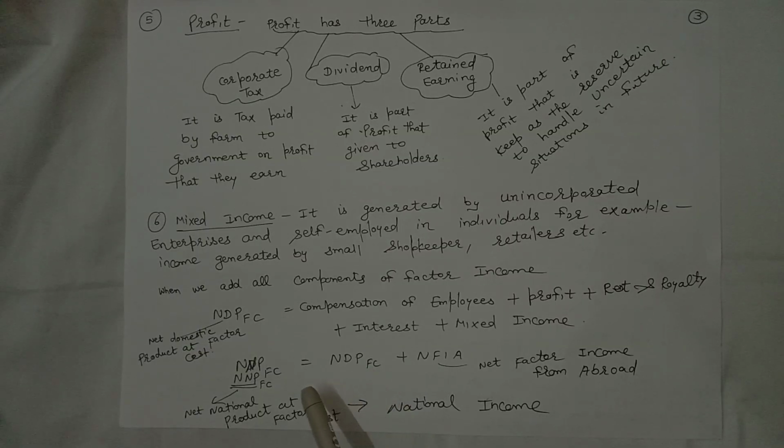When we add NDPFC, that is net domestic product at factor cost, plus NFIA, that is net factor income from abroad, what do we get? We get national income, that is equal to NNPFC. Listen carefully: NNPFC, that is net national product at factor cost, is equal to national income.